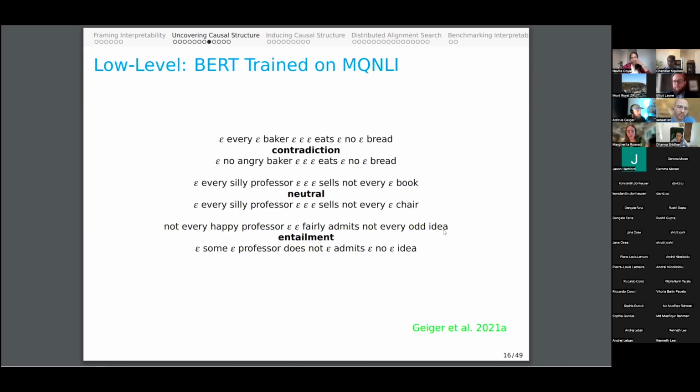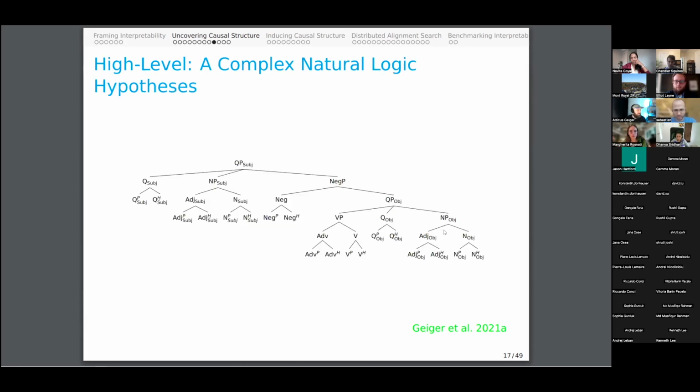We did this in a way more complicated setting, on a very complex logical inference dataset that I made. It's automatically generated with lots of quantifiers and negation. It has a very complicated high-level tree structure, and to date we still haven't gone back with the new tools we have and done a really robust analysis of what was going on in this network.